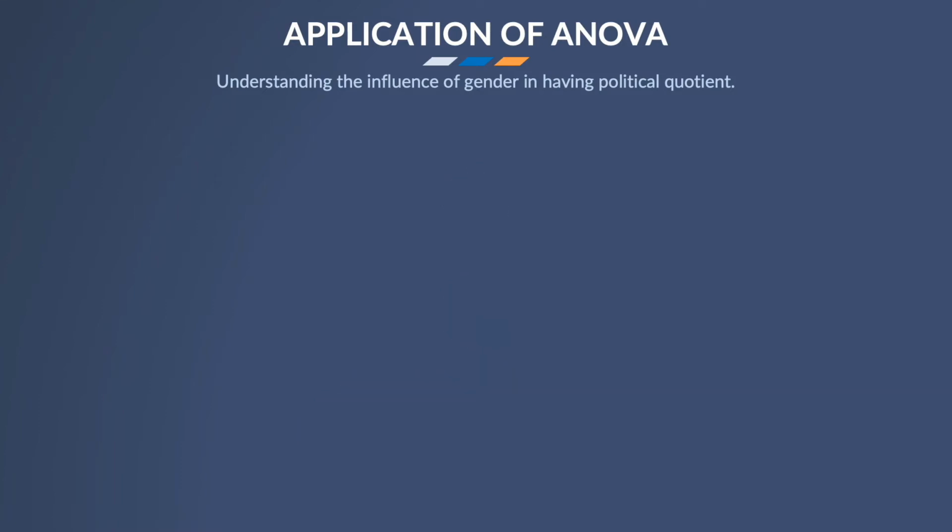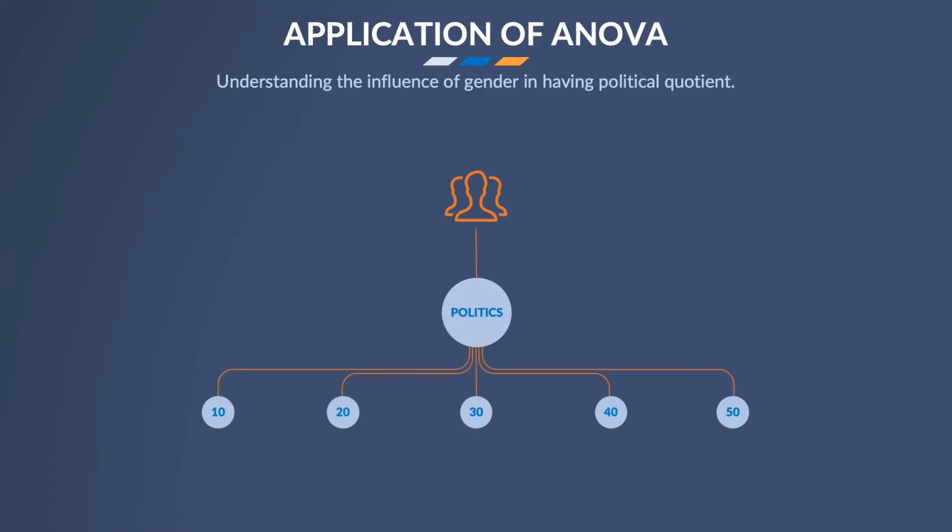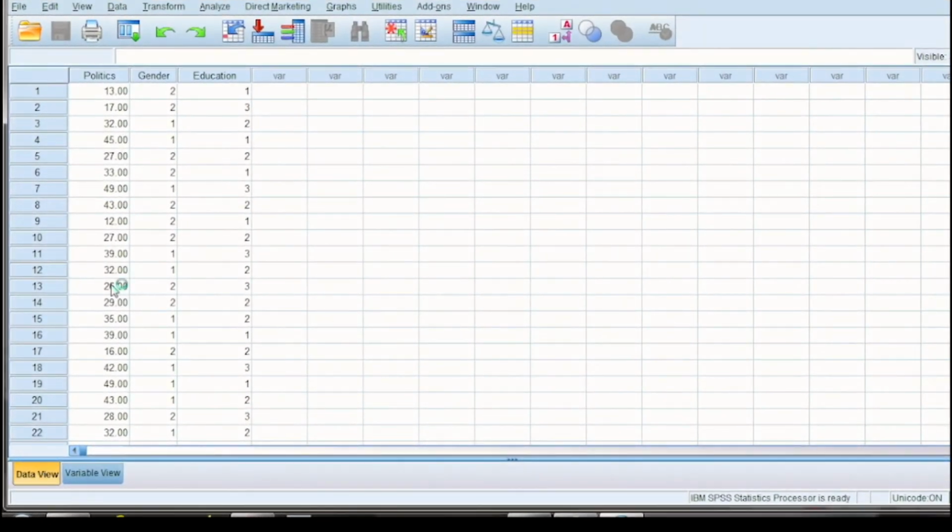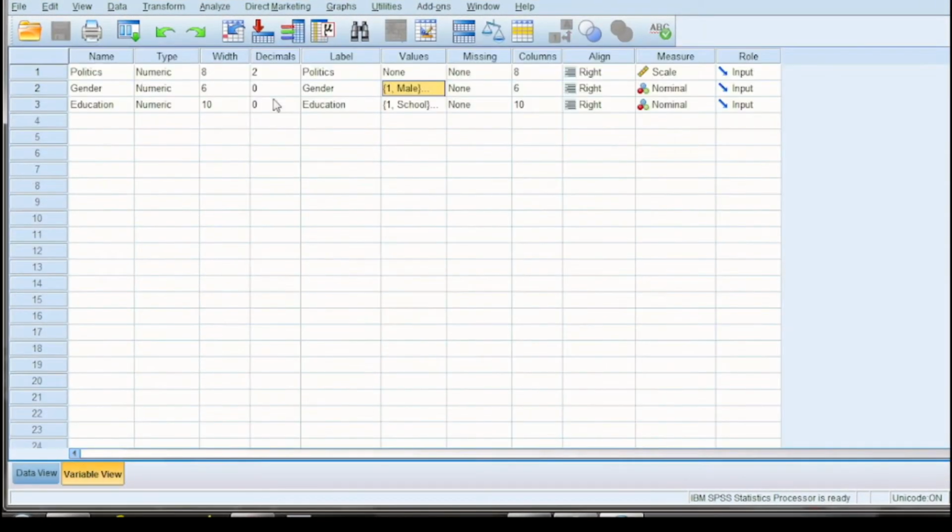On the other hand, Company ABC measured the respondents' political knowledge using a test. The score of the test ranged from 0 to 50. The null hypothesis for this test is there is no influence of citizens' gender on their political knowledge. I will now demonstrate how to conduct the one-way ANOVA test in SPSS.